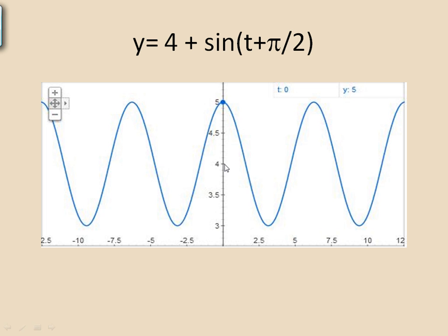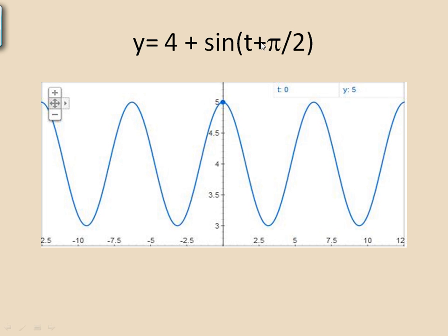So what does that do to the amplitude? Well, our maximum is 5, our minimum is 3. 5 minus 3 is 2, divided by 2 is 1. So if we shift the graph up or down, it doesn't affect the amplitude. It still has an amplitude of 1.